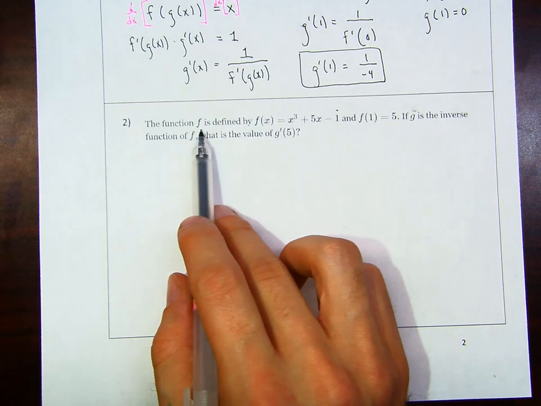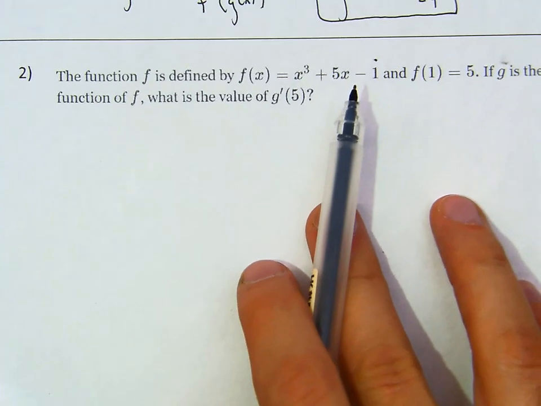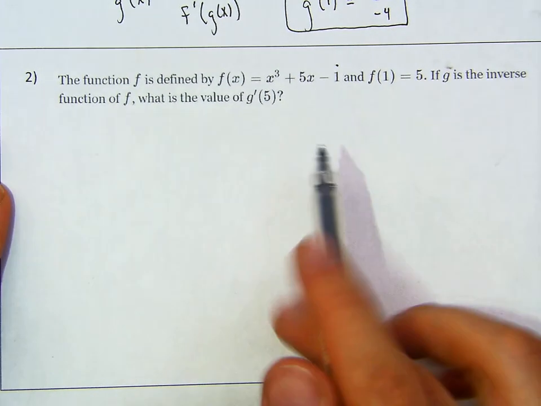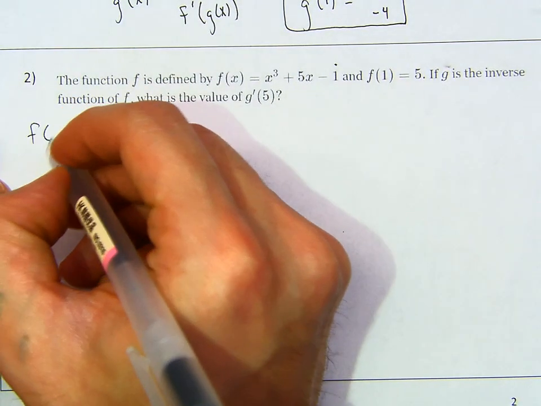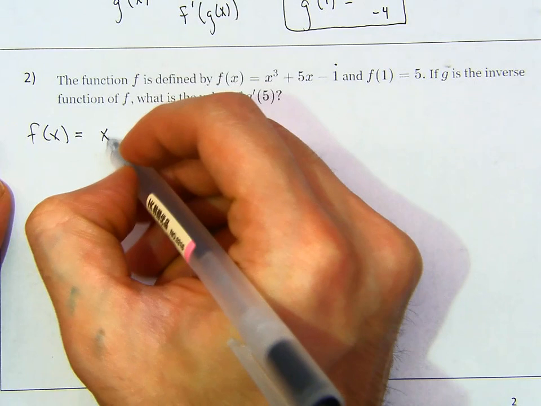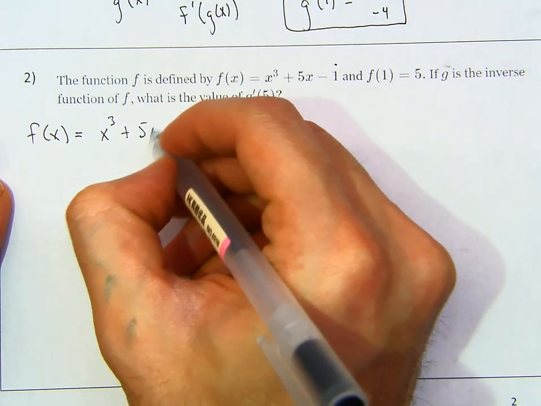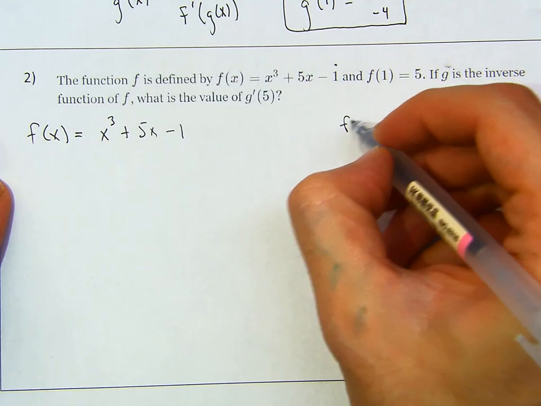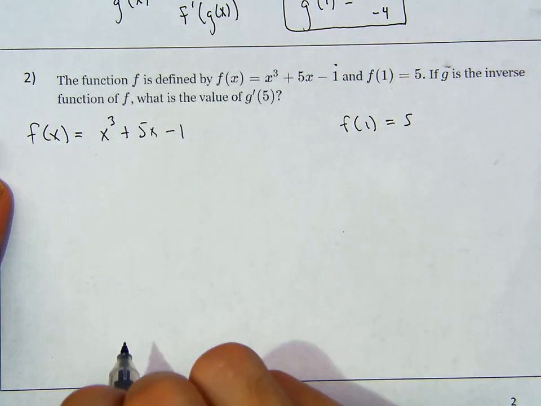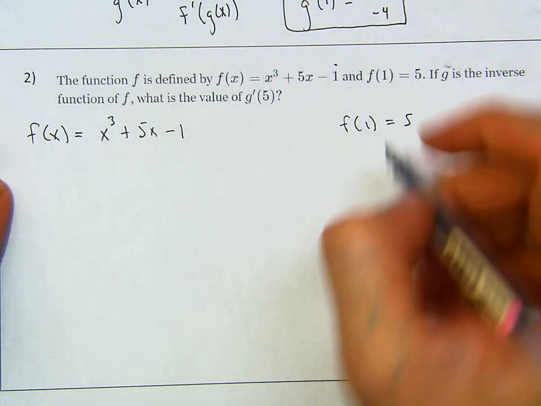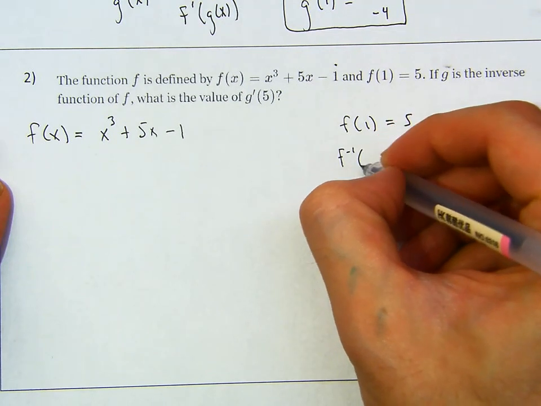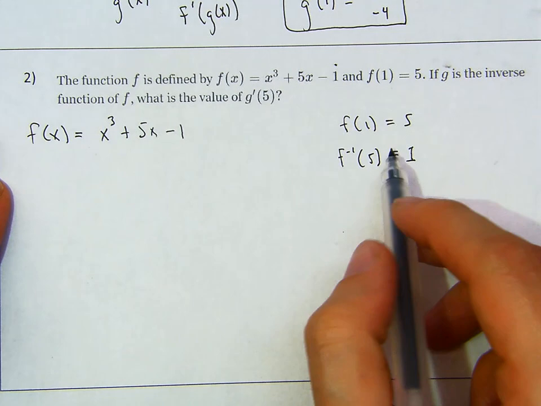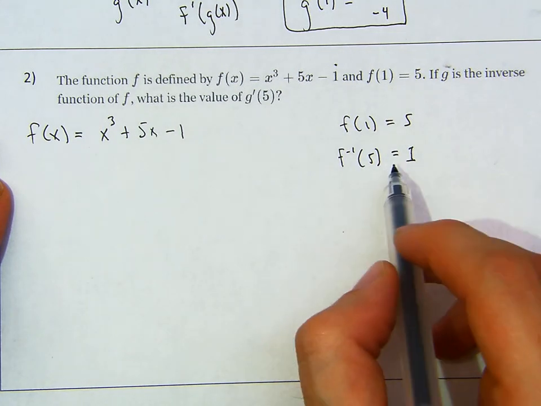It says the function f is defined by x cubed plus 5x minus 1. So you know that f of x is equal to x cubed plus 5x minus 1. You know that f of 1 is 5. So here's a little hint: what is f inverse of 5? That has to be 1. Note, you may have to use this in the future.